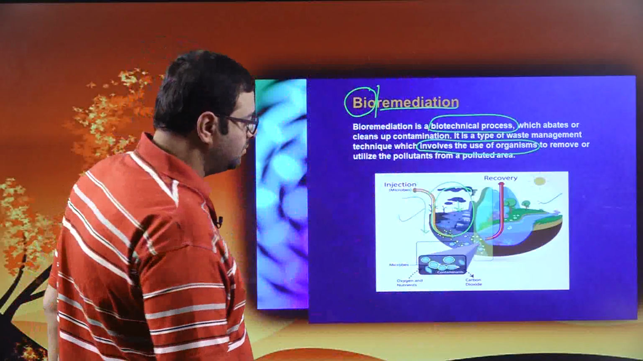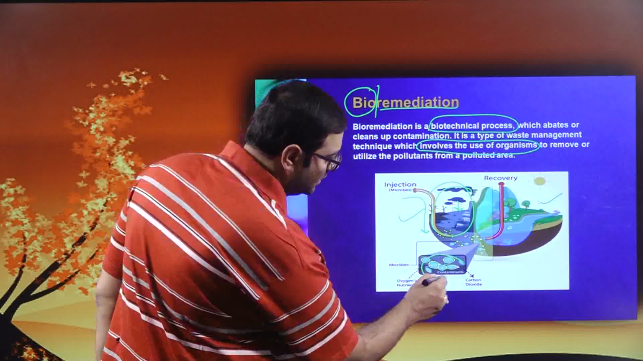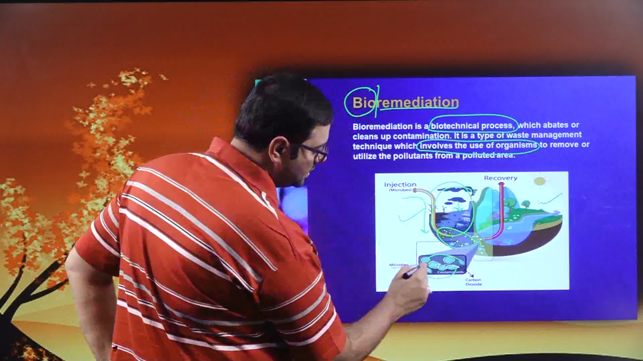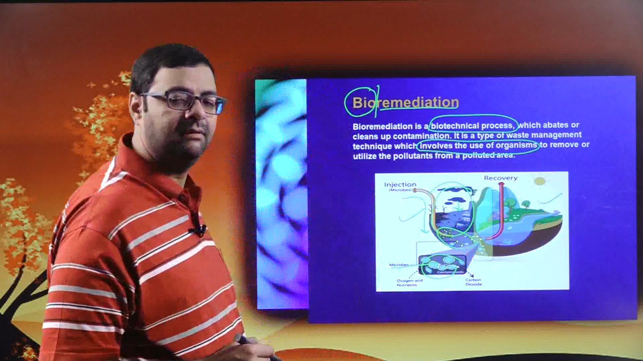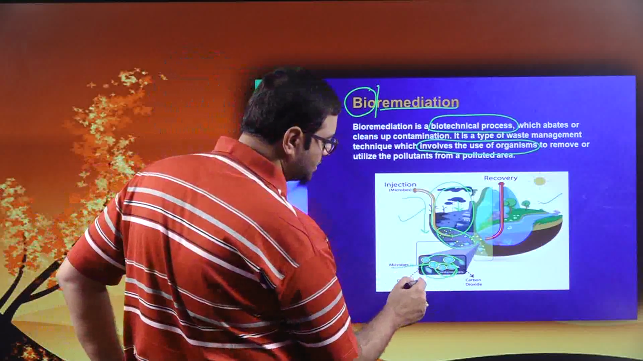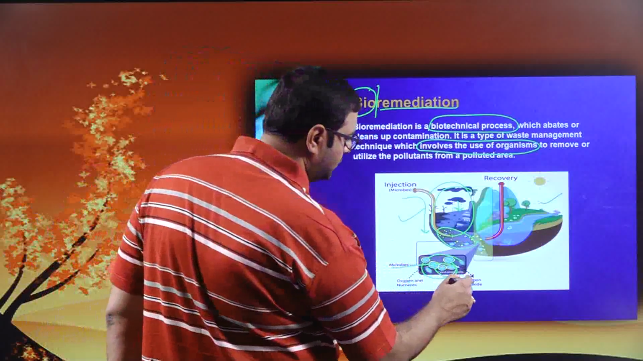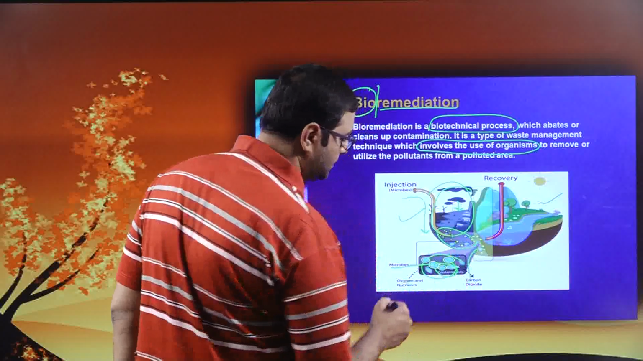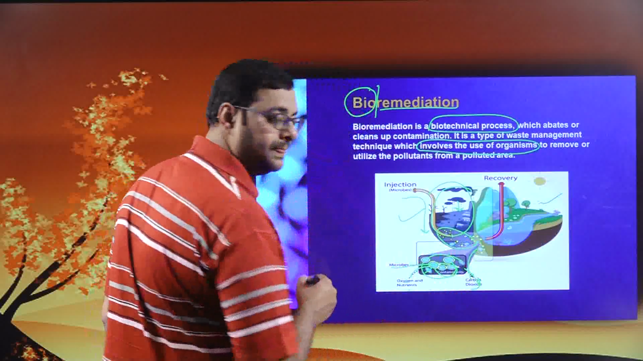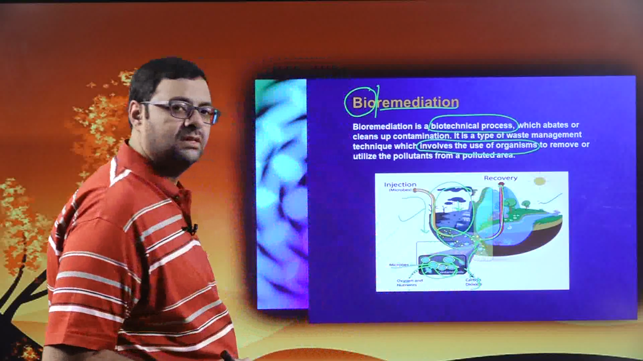So what does bioremediation do? You have contaminants in the soil, and microbes are injected into the soil. When microbes are injected, they break down these contaminants into oxygen and nutrients. Carbon dioxide is released out and oxygen comes inside. This is entering back into the atmosphere, which is the recovery.